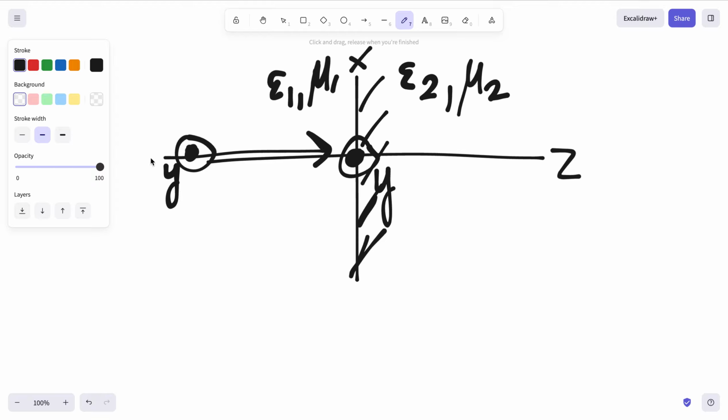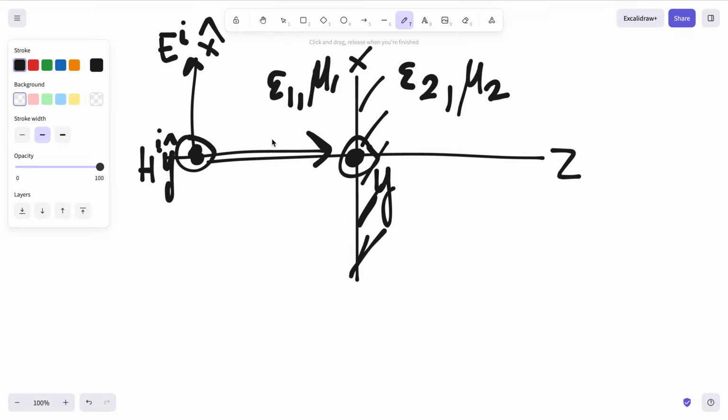Now, let us imagine an incident wave propagating in the z direction with an electric field component, E sub I, pointing upwards in the x direction, and a magnetic field component pointing in the y direction.